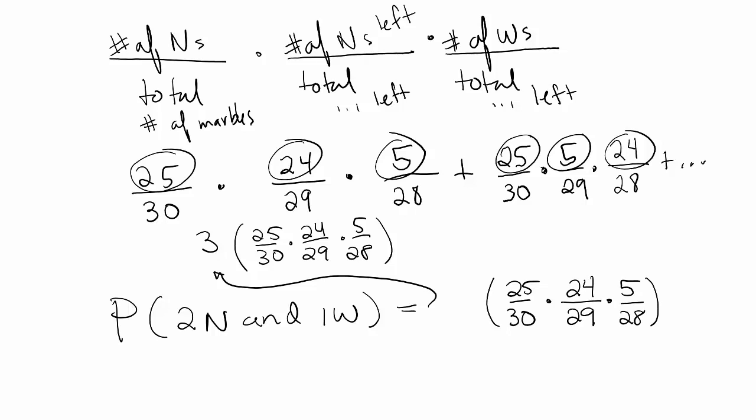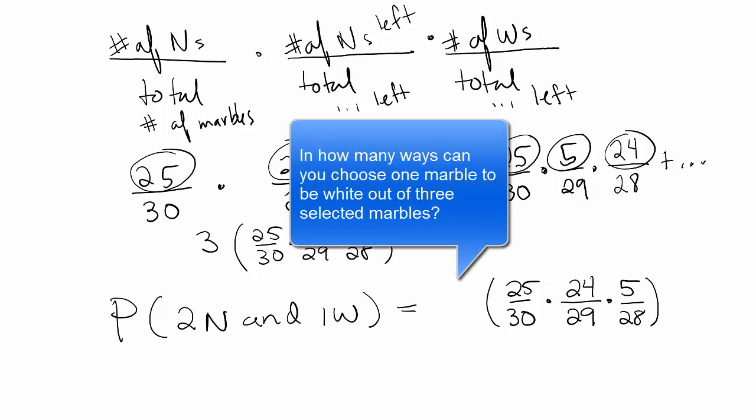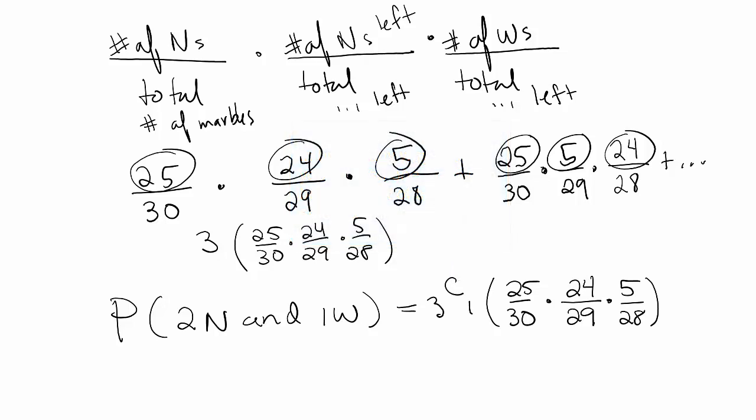But then you have to think there are multiple ways this can occur. And the way you can think about that is to think about it as a combination. And you can say, well, out of 3 marbles you're going to select, you're going to choose one of them to be white. And that's how you end up with the same 3 that we had in this way to solve it above. Because 3 choose 1 is just 3. And then you end up with the same answer, 25 over 30 times 24 over 29 times 5 over 28.